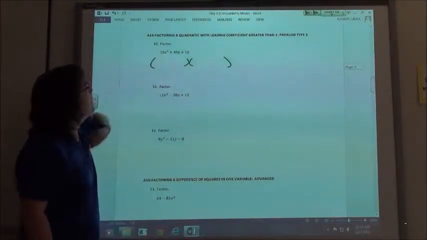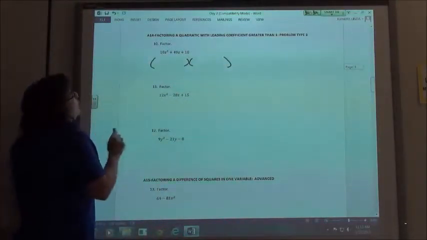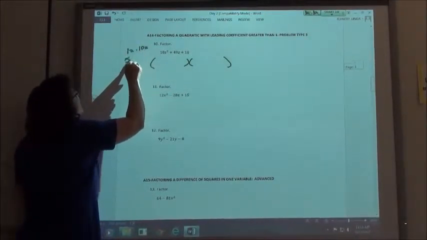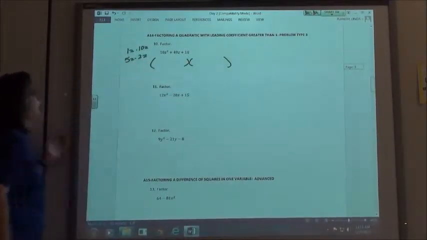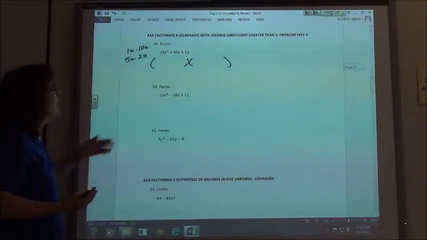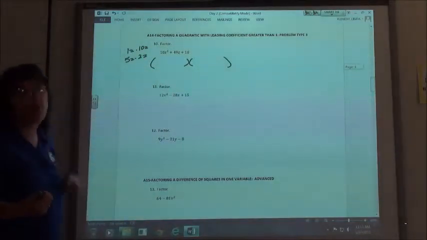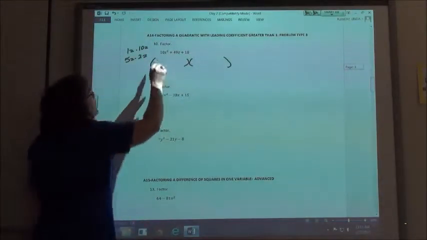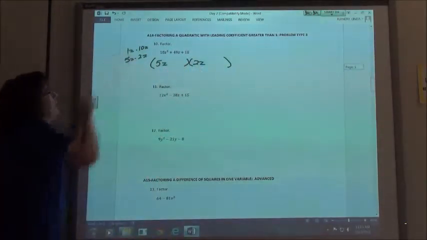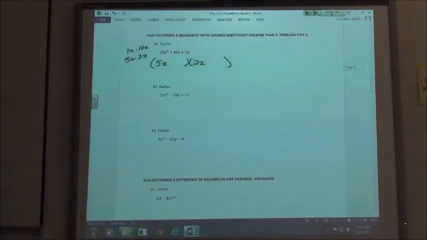I start by factoring my first term. 10z squared could either be 1z times 10z or 5z times 2z. I really don't know which pair it is. I'm just going to do guessing and checking. And if one pair doesn't work, I'm going to try the other pair. Sometimes I'll even write down the 2 sets of parentheses and do both of them. So I'm going to try the 5z and the 2z. That doesn't work. I've got to change it to the 1 and the 10 and try that.